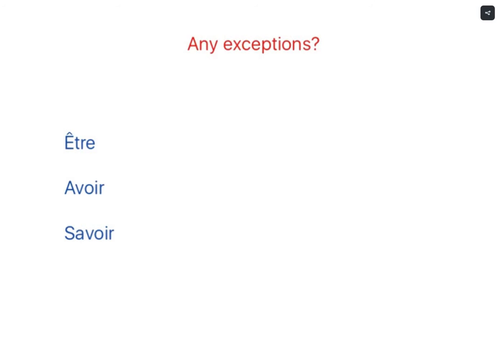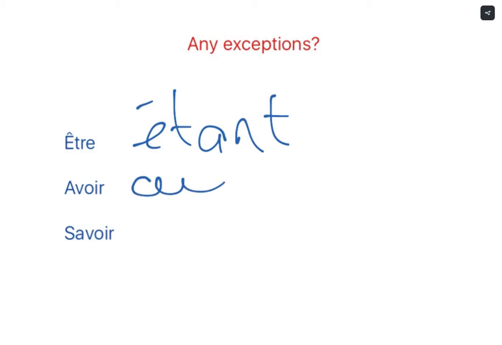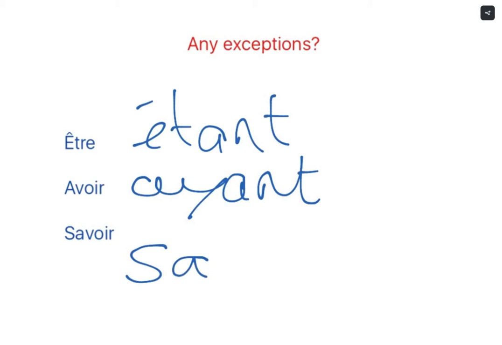Of course, we have to have a few exceptions, but if you follow that method of starting from the "nous" form of the present tense and removing the -ons, there are only 3 irregular verbs. Okay? And these are être, which becomes étant; avoir, which becomes ayant; and the last one is savoir, to know, which becomes sachant.